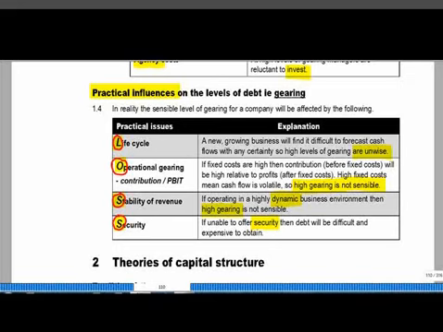We're now going to move away from this practical discussion to look at the theories of capital structure. And even though these theories don't add a great deal to the points that you would make about the issues to consider in deciding on your gearing, you absolutely need to know them, particularly the Modigliani and Miller theories, for this exam.